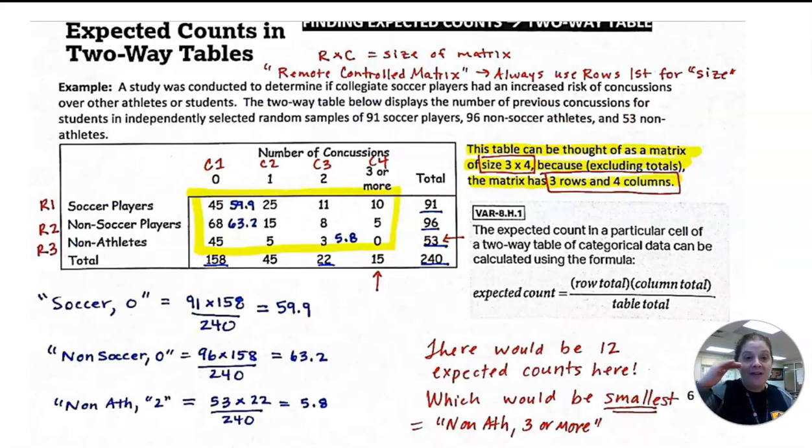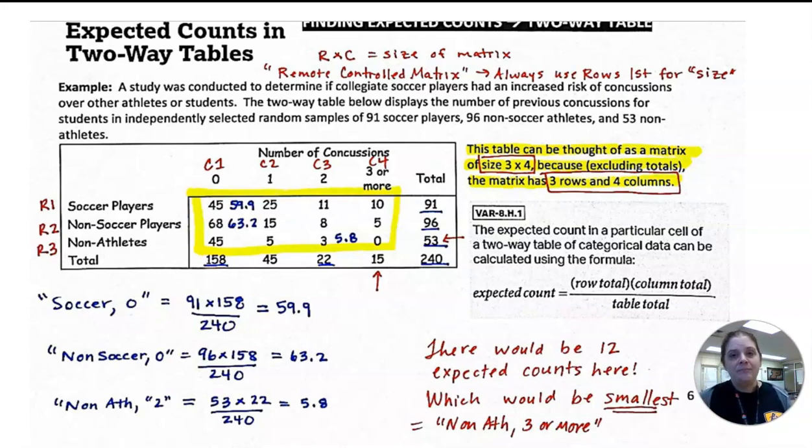In your notes, you'll see where I've calculated the expected counts for several different cells. What we really want to know is the smallest expected count. That's going to be the one with the smallest column total and the smallest row total. In this case, it comes from the non-athletes, because they have the smallest row, and the 3 or more, which has the smallest column. That's this particular cell that currently has 0 people in it. So I would take 53 times 15 divided by 240 to find the expected count for that cell.